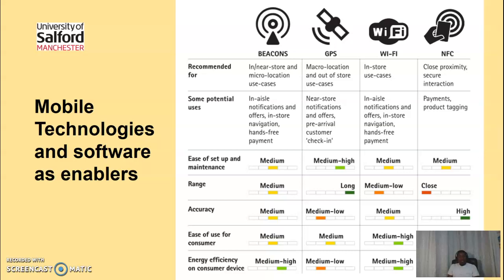We can say that mobile technology and software are the main enablers of the Web GIS revolution, because mobile devices, whether smartphones, tablets, or laptops, are now equipped with GPS cards, Wi-Fi cards, and beacons, all of these technologies helping to detect the location of an object or of a person.